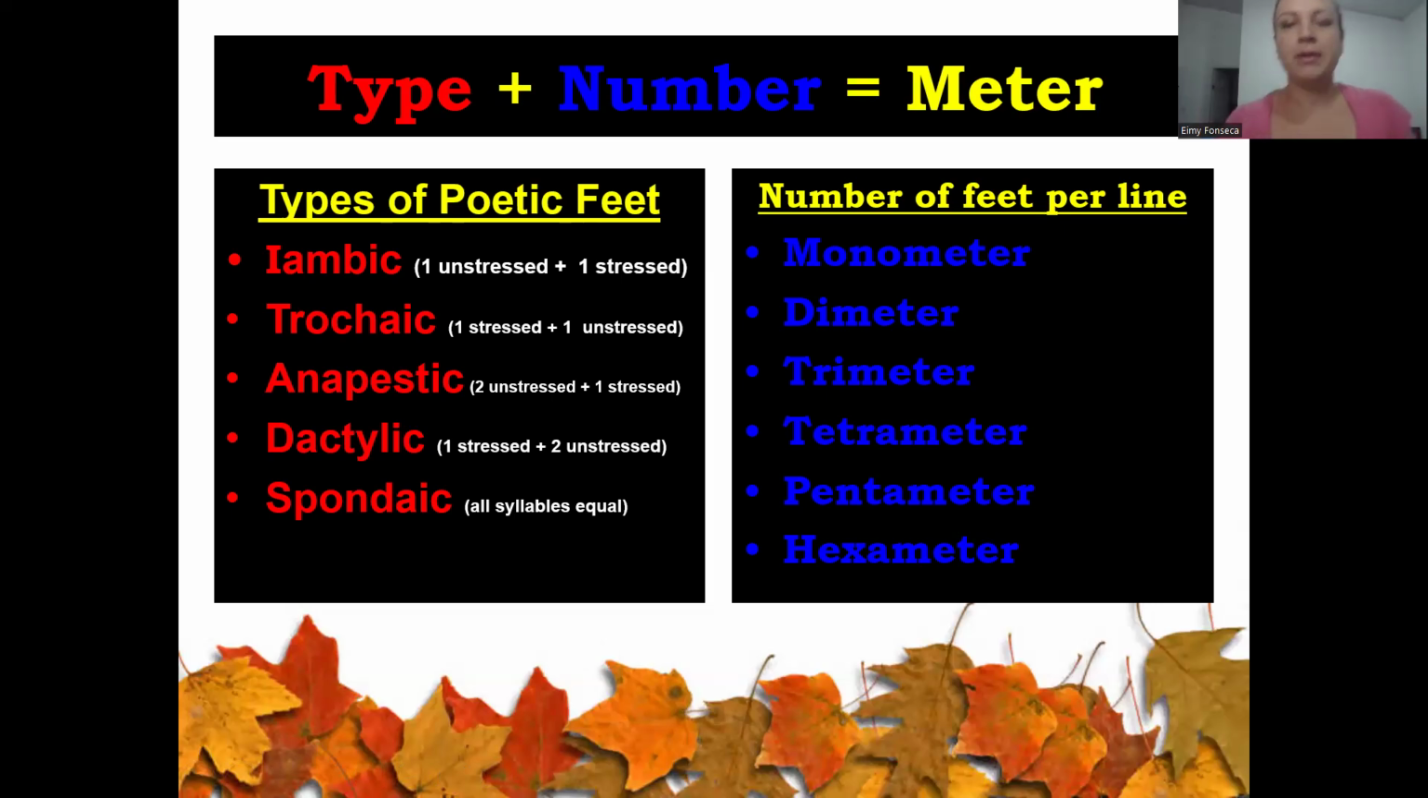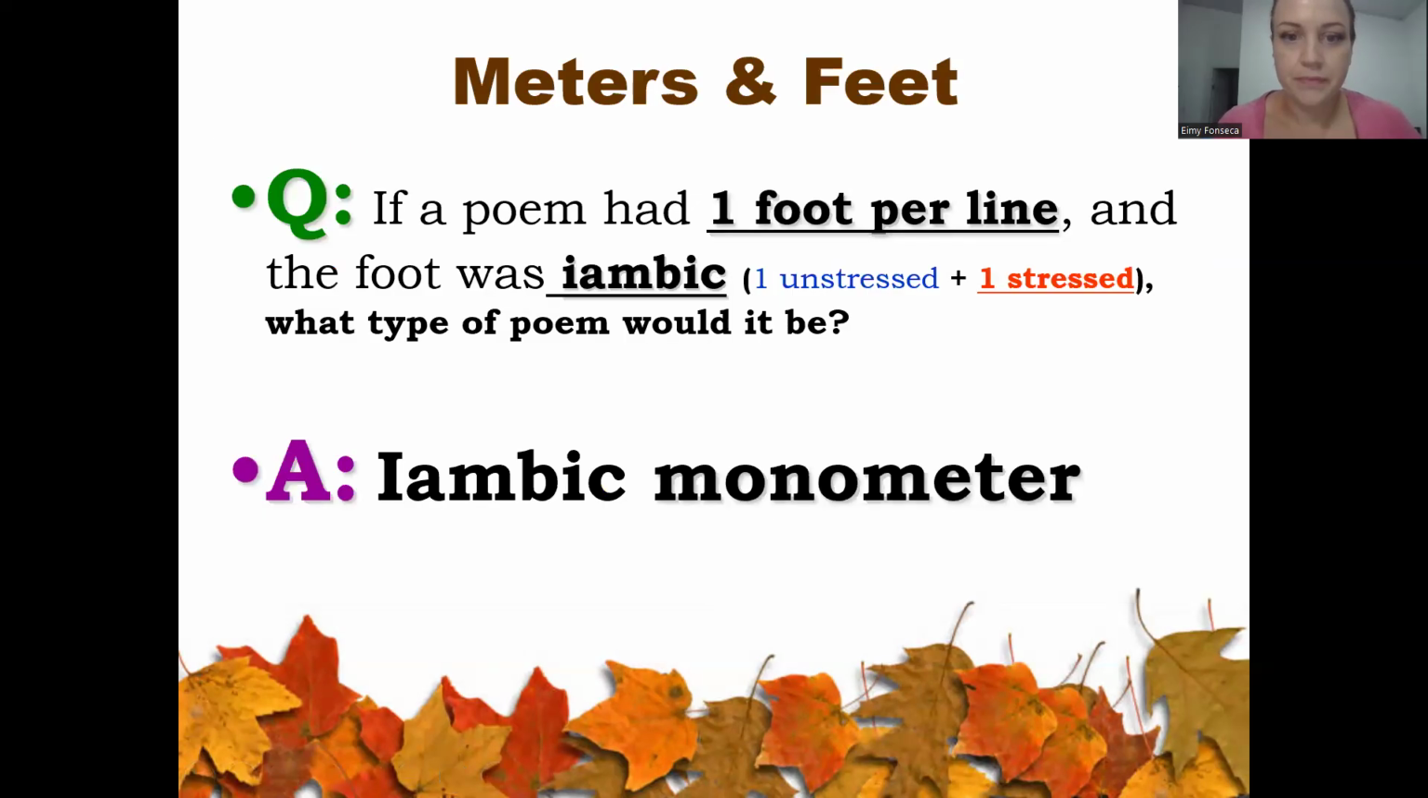So we follow 3 steps when we are analyzing a poem. First, we do the syllable division and identify the stressed and unstressed syllables, okay? After we do that, we count how many times that pattern has been repeated, right? So then we know, depending on the pattern, which one of these 5 it is, and if it is going to be a monometer or a dimeter or a trimeter.